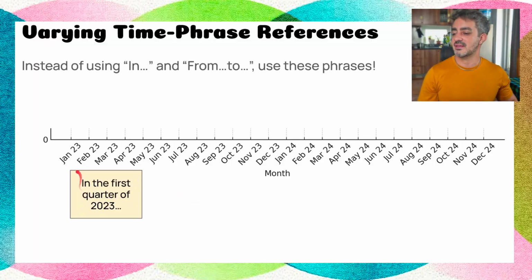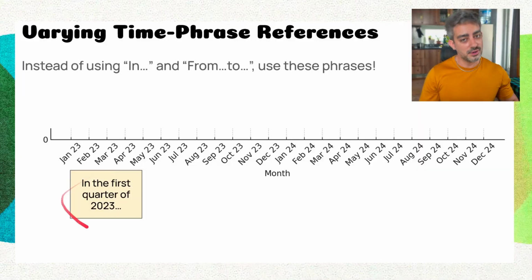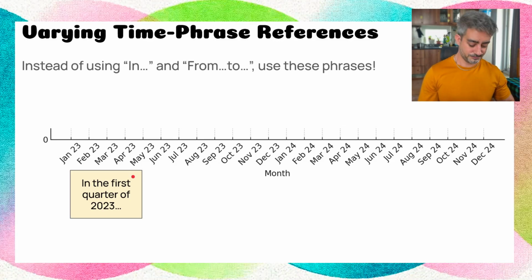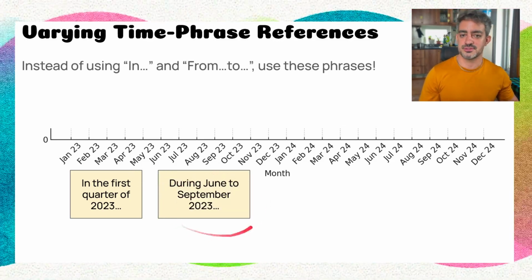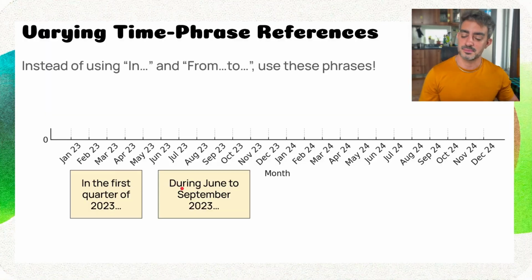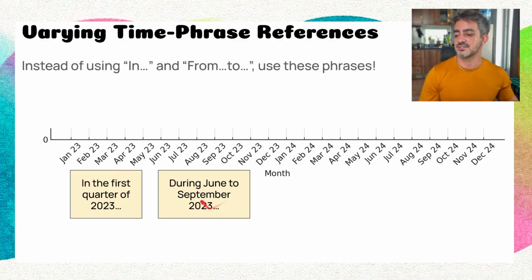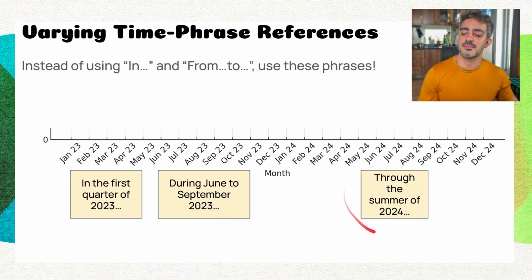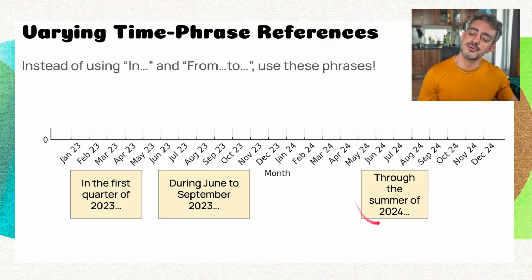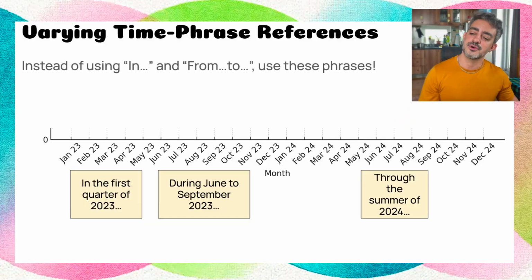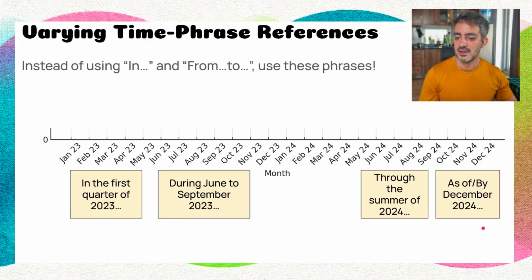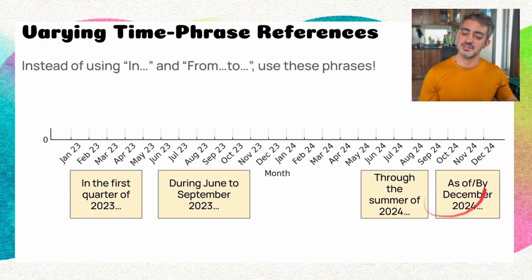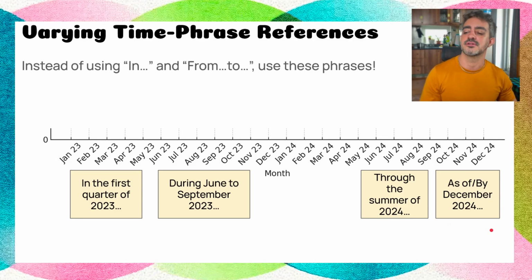For example, we could say here, in the first quarter of 2023, the first quarter being the first 4 months of the year. How about during June to September? Okay, during here means the same as between. So during June to September 2023, something happened. How about through the summer of 2024? For example, I could say through the summer of 2024, sales rose rapidly. And as of or by December 2024, and this one is special. I'll tell you why in a moment.